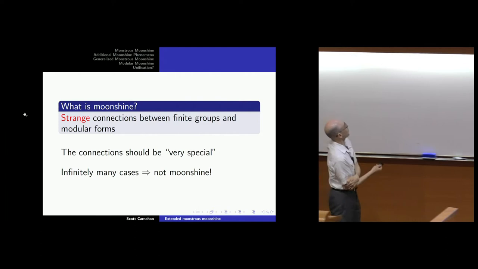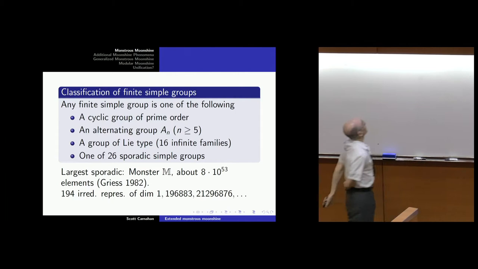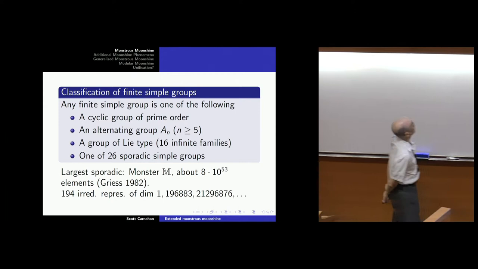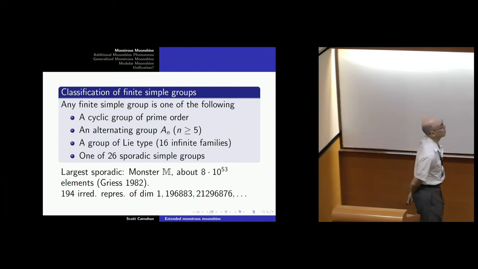So first I'll start by talking about monstrous moonshine. There's a classification of finite simple groups, and you have these four classes. And the last class, there's only finitely many objects in it, 26 sporadic simple groups. And the largest one is the monster. It has about 8 times 10 to the 53rd elements. That's about the number of protons in Jupiter.